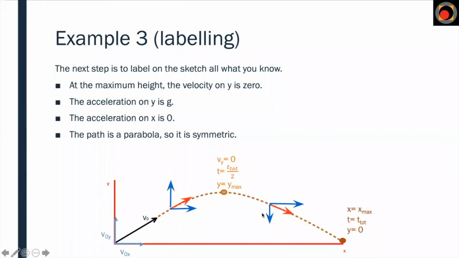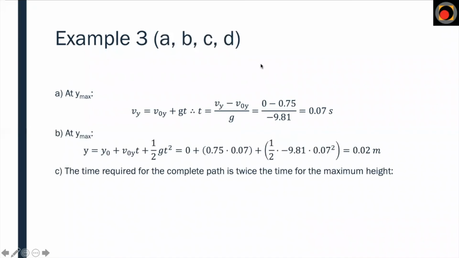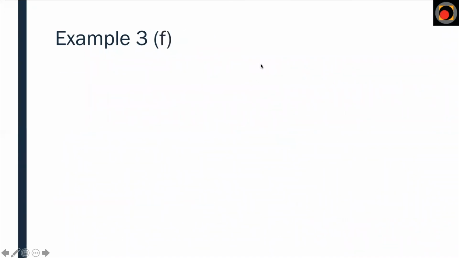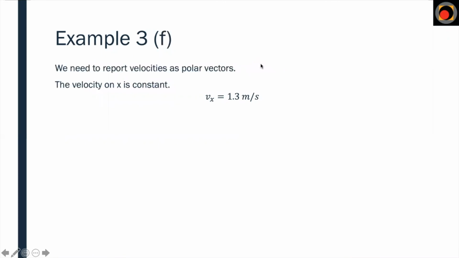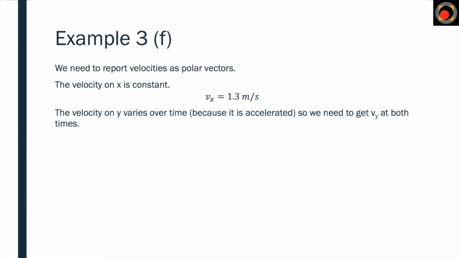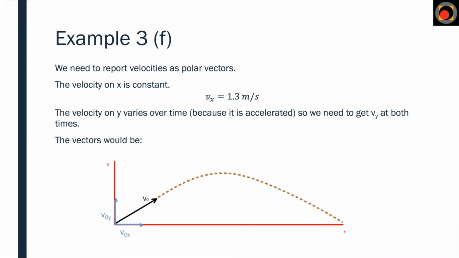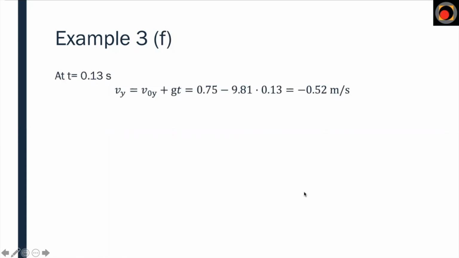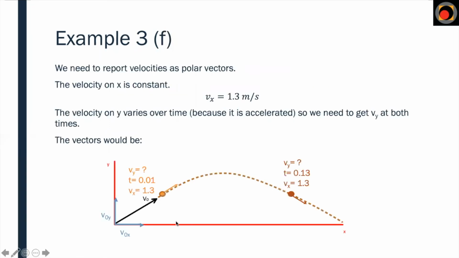For this, we will get the x component and the y component of both cases, and then we will convert them into polar vectors. So the velocity on x is constant, regardless of time or position: 1.3 meters per second. Because y is accelerated by gravity, we need to get Vy at both times. I'm looking for Vy at this position and Vy at this position. This position has a time of 0.01 and this position has a time of 0.13.